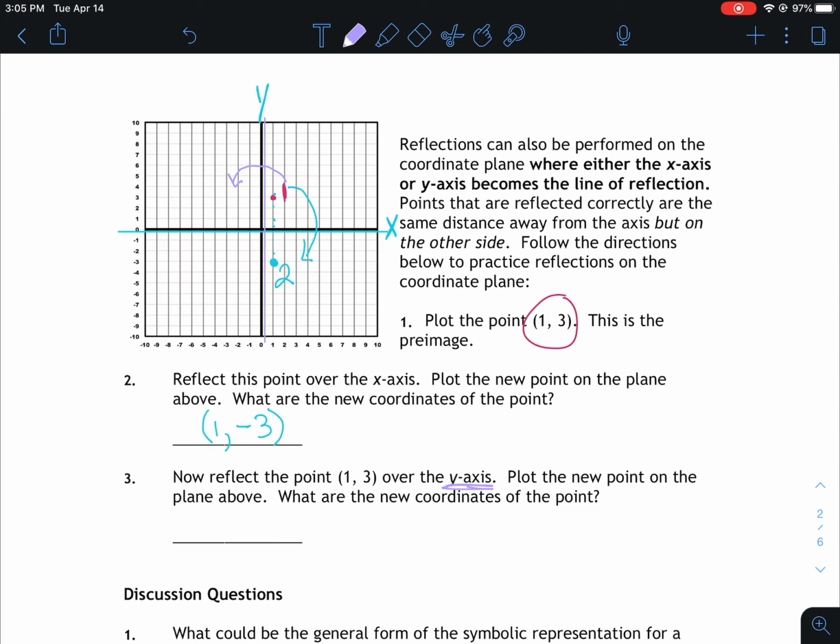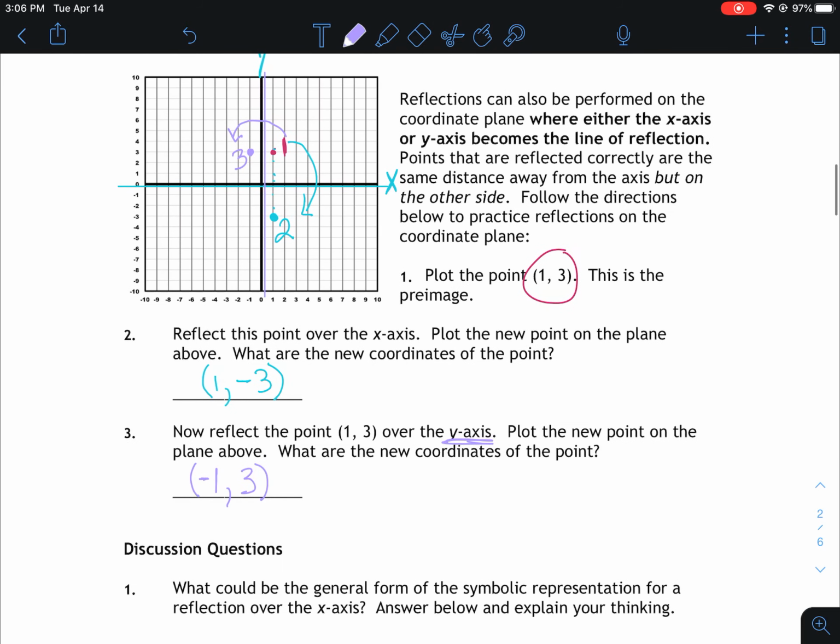So in order to flip or reflect it, I notice that my original point, (1, 3), is only 1 away from the y-axis. So when I plot it over on the left side of the y-axis, I make sure it is exactly 1 away from our line of reflection as well. So now my new ordered pair has an x changed to negative 1, but my y value is still positive 3.